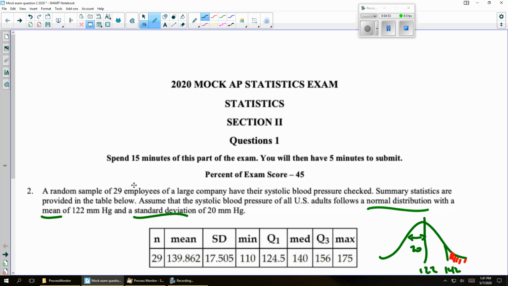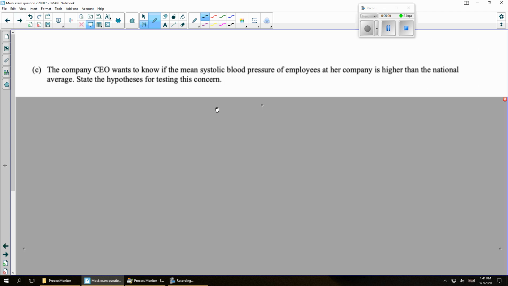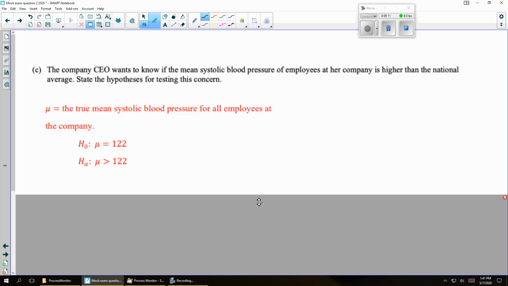So what I want to know is whether the true mu, which represents the mean of employees at this company, is greater than 122. So my null hypothesis is that it's equal to 122. My alternative is that it's greater than 122. That would be written like this, and don't forget to define your terms.